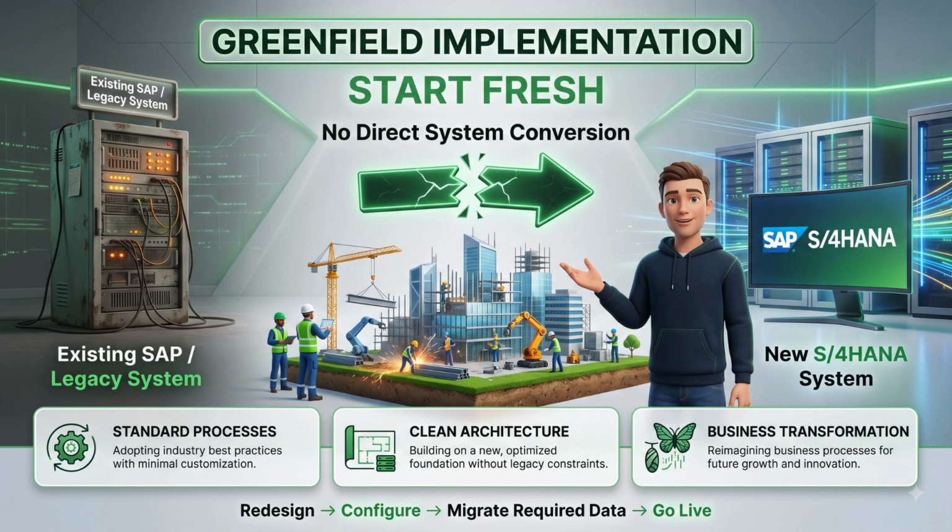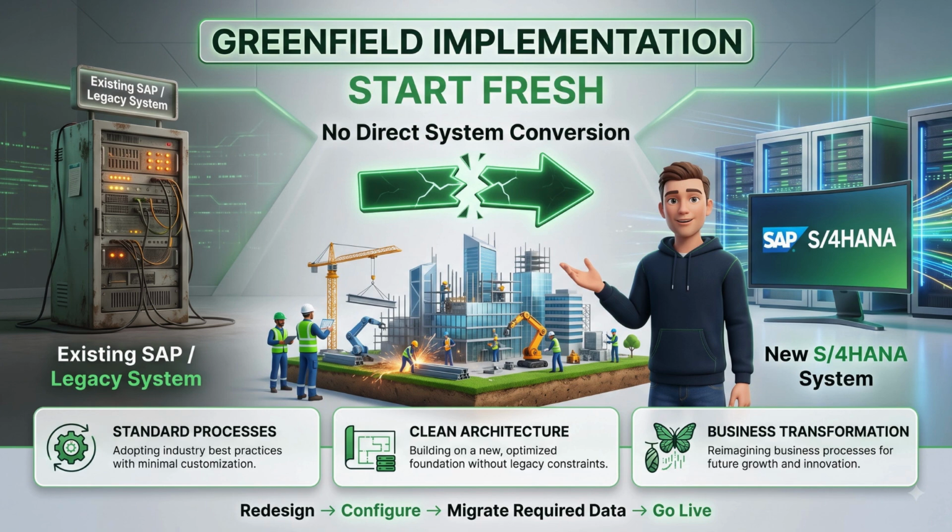Think of Greenfield as building a new house on a new piece of land. In a Greenfield SAP implementation, the organization creates a completely new S/4HANA system instead of directly converting its existing SAP system. The company first analyzes its business processes, decides how those processes should work in the future, and then configures the new S/4HANA system accordingly.